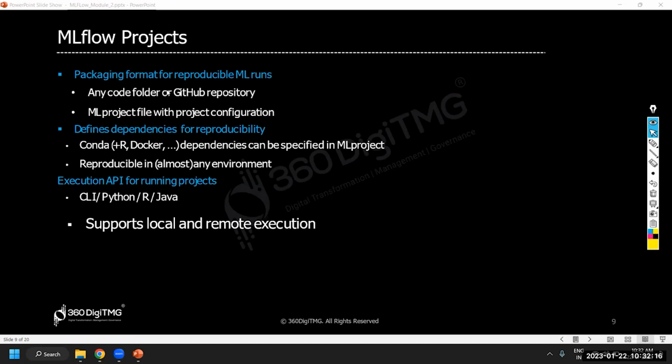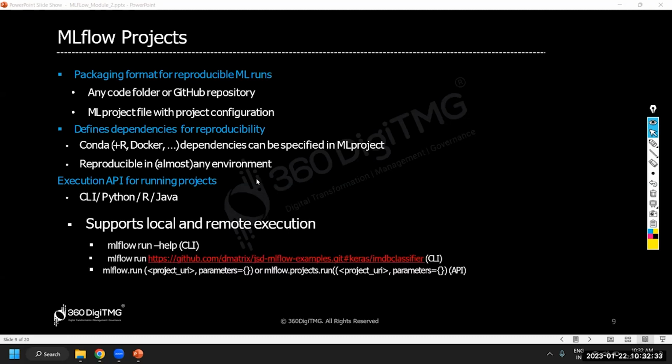All right. So packaging format, basically, it can be in local folder or GitHub repository. It basically captures all the dependencies, right? And then it ensures that the code is run, and the code, we can basically trigger the jobs in Python, R, Java, command line, right? All these things can be used for triggering your jobs. This is how the jobs can be triggered.